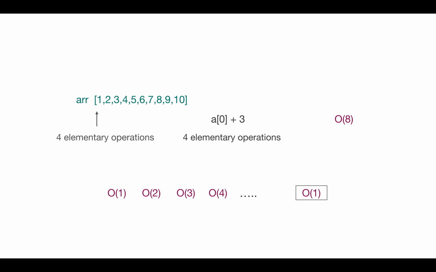Every operation which does not depend on input is considered a constant time operation, like addition, multiplication, accessing any data, returning a result. These are all constant time operations.